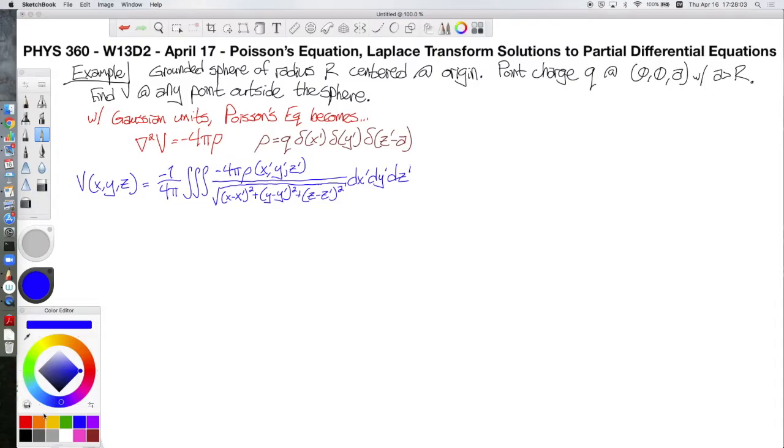So we get the following: q over the square root of x squared plus y squared plus quantity z minus a squared. And the problem is that this potential is 0 at infinity, but we have a grounded sphere of radius R, and the electric potential is defined such that any grounded object has a potential of 0.